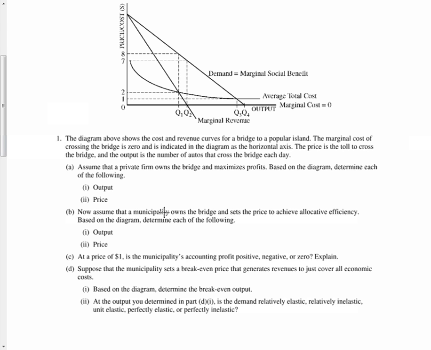So assume that a private firm owns the bridge and maximizes profit. Based on the diagram, determine each of the following: output and price. Well, we always determine output from MR equals MC because that's where it's maximizing profit. And then notice that MC is 0, and so where it meets MR is at Q2. So output would be Q2 is the correct answer. Now, price has to be derived from the demand curve because price equals demand. So Q2 doesn't give us the price. We have to draw up, and sure enough, the price is $7.